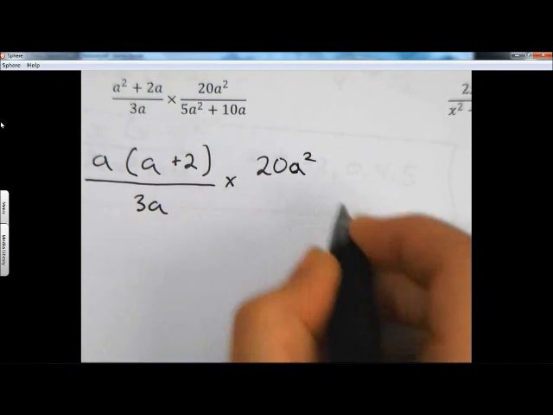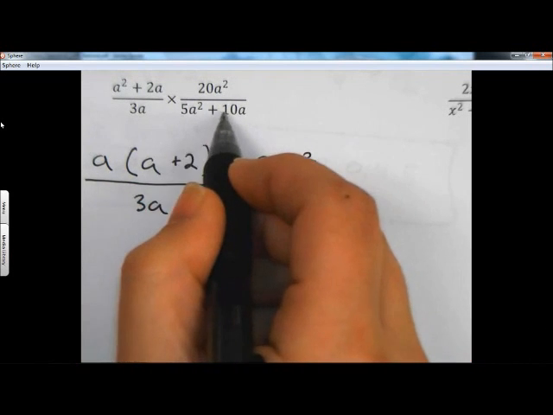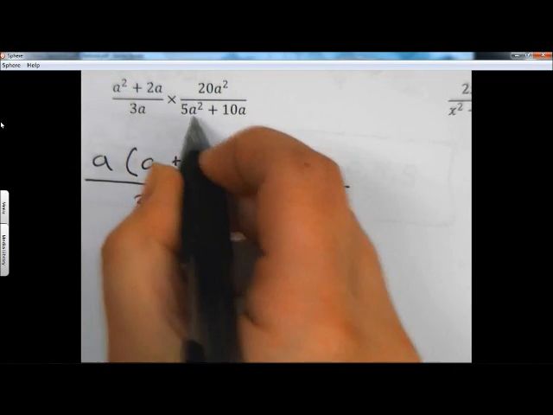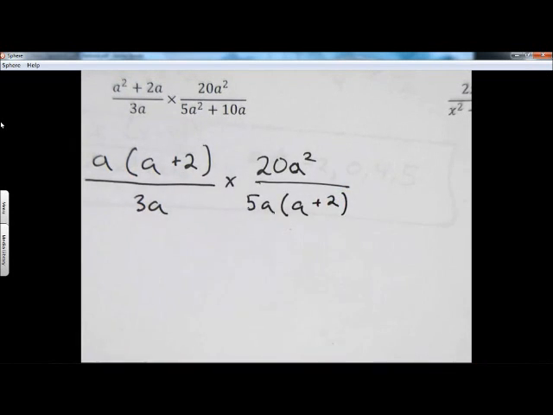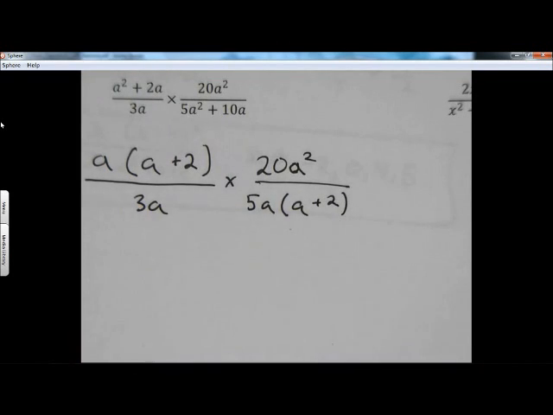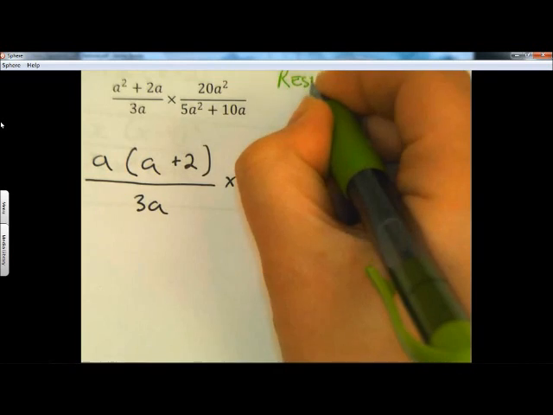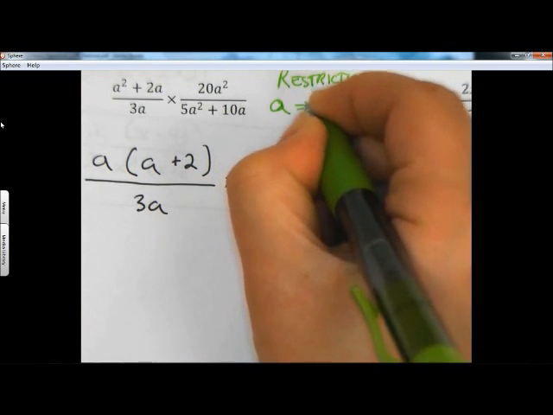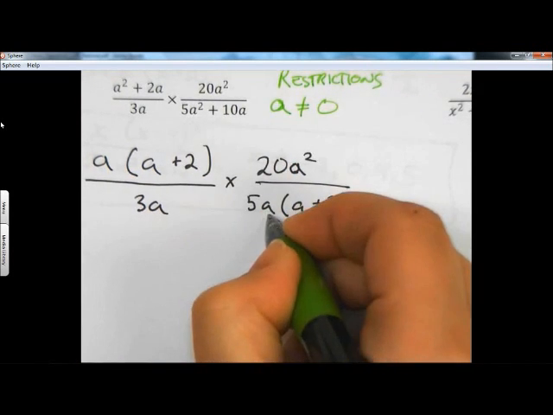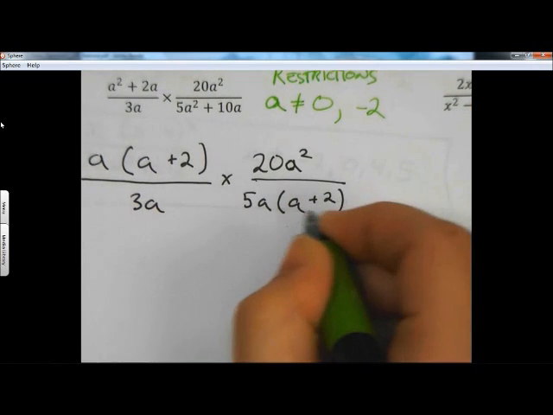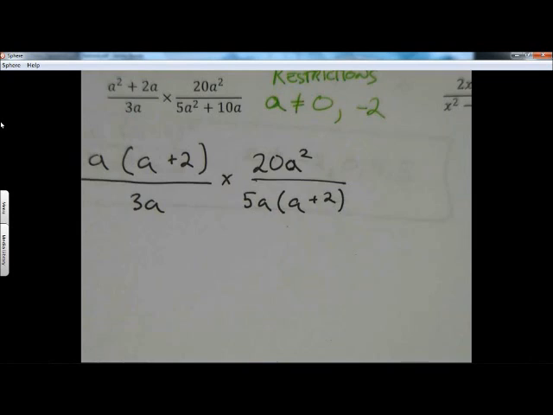nothing can get factored out, but from the denominator I can factor out a 5 and I can factor out an A. So I'm left with A there plus 2. Now that I have it all factored, I can state the restrictions. A in this case, not X, cannot equal 0 or negative 2. What value makes this bracket 0? Negative 2 plus positive 2 makes 0.